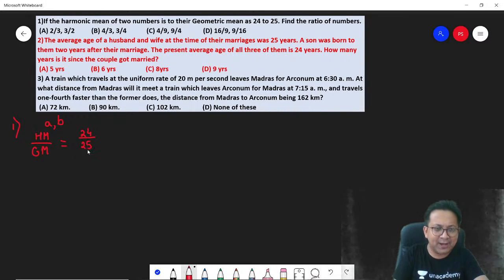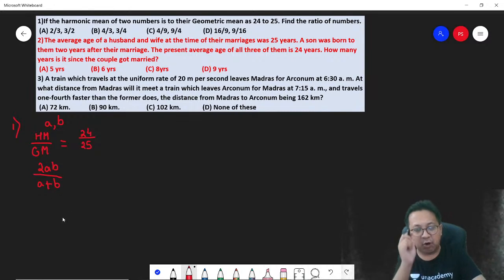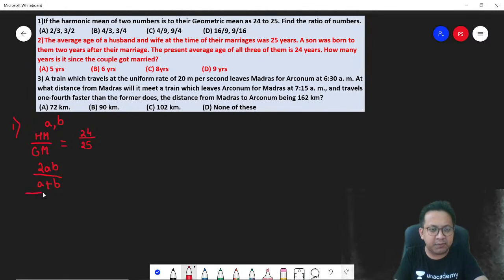Now, most of you might not know the formula for harmonic mean. Harmonic mean is given by 2AB divided by A plus B. So how do you write the harmonic mean of two numbers? 2AB divided by A plus B. That is the formula for the harmonic mean. And how do you calculate the geometric mean of two numbers? Geometric mean of two numbers is the product of the two numbers to the power 1 by 2.